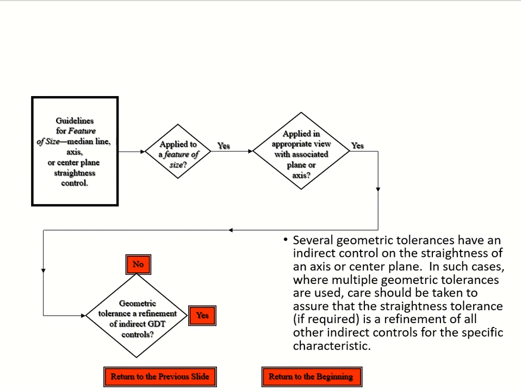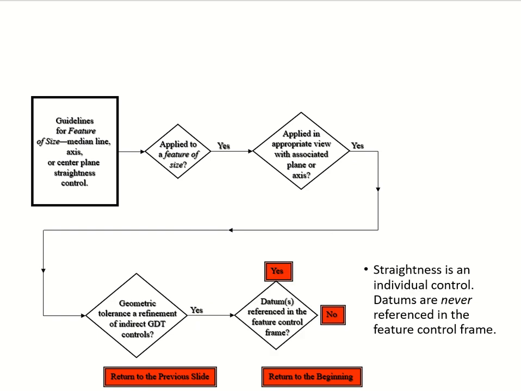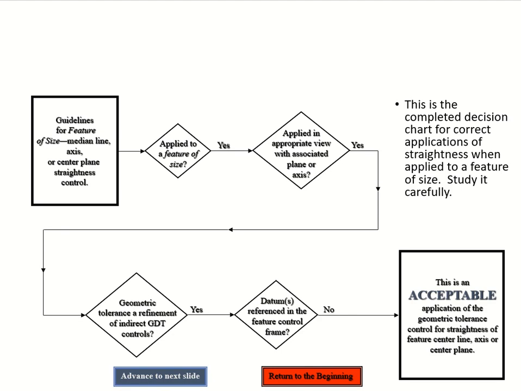The refinement of the indirect GDT, any controls over your straightness. That's what we're dealing with right now in this case. If that's yes, we will look at our datum reference. If that's no, it is acceptable. So this is the decision I'm making on the flowchart for you, in order for you to reach the correct application of your straightness in your drawings.